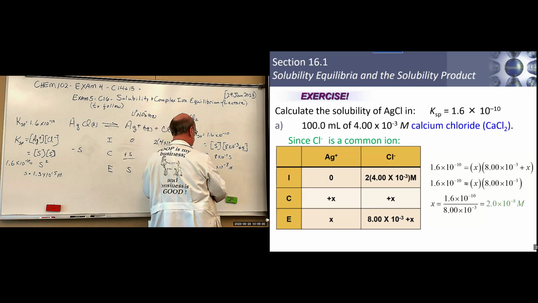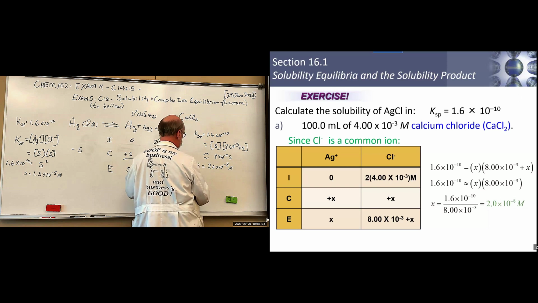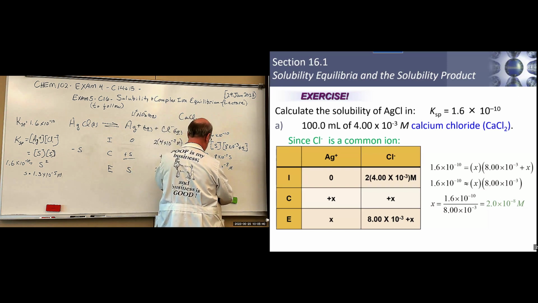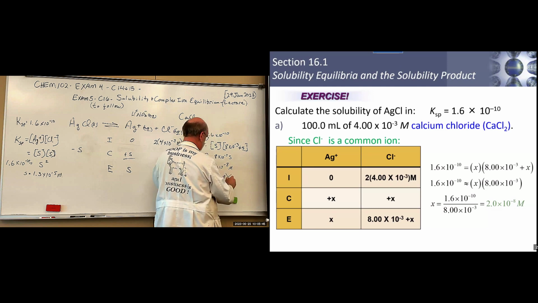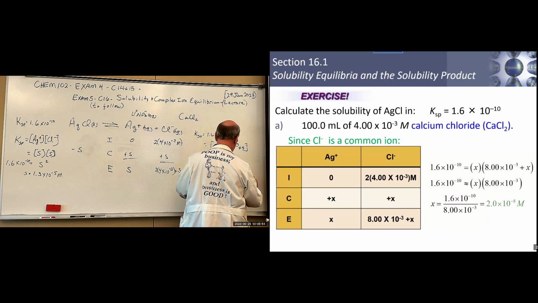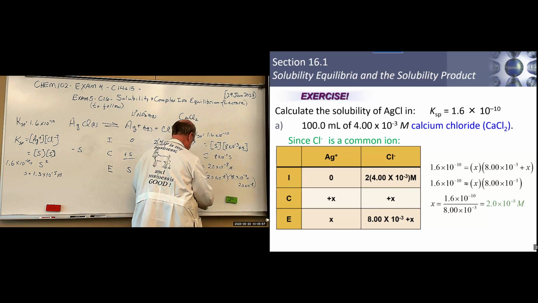So if we do that, that means our KSP calculated would be equal to 2 times 10 to the minus 8 times 8.8 times 10 to the minus 3 plus 2 times 10 to the minus 8. Okay. So let's see what that is.